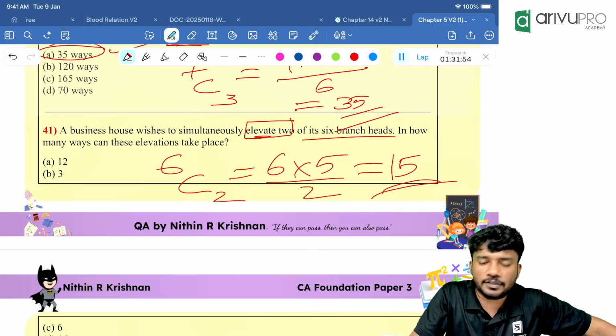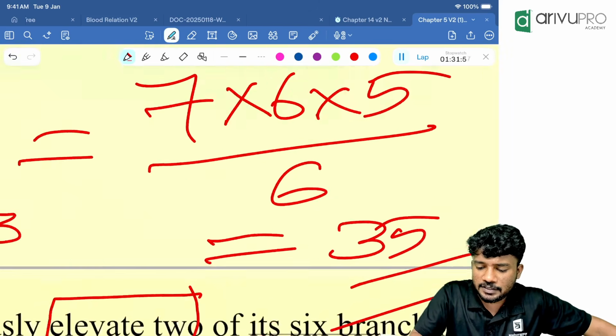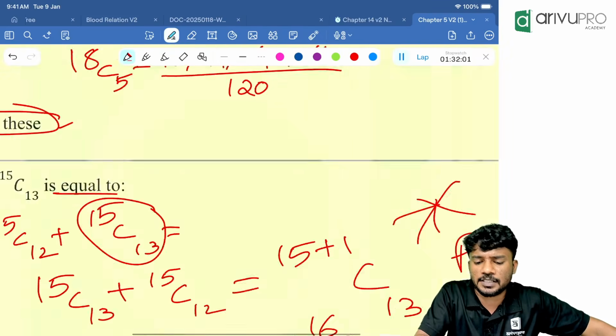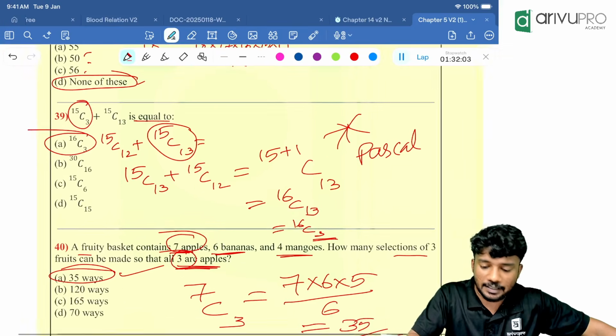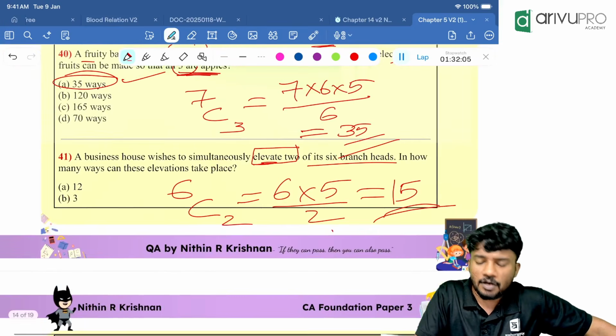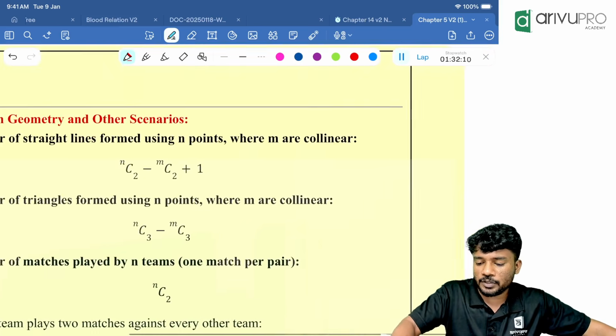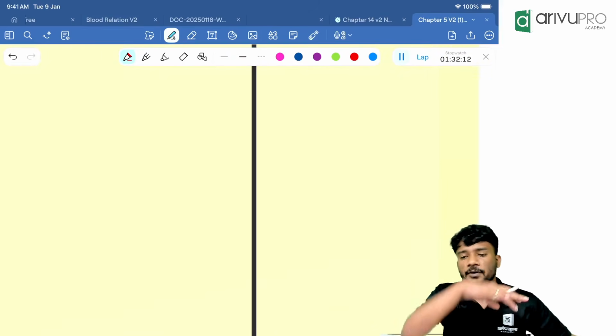15. 2 factorial is how much? 2. 3 factorial is how much? 6. Then 5 factorial is how much? 120. Remember that. 8 factorial is how much? 40,320. Okay.